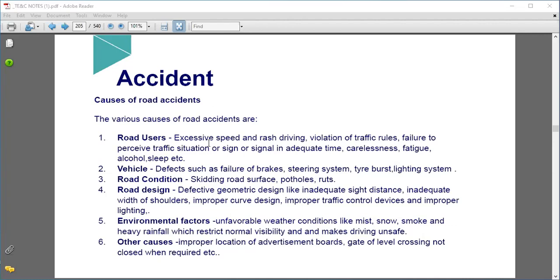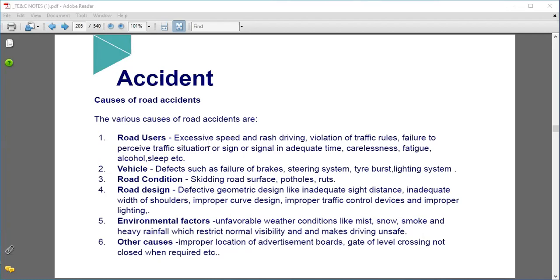Next one is the environmental factors. How are these environmental factors affecting accidents? We see unfavorable weather conditions. Sometimes environmental changes happen and moist snowfall will occur.